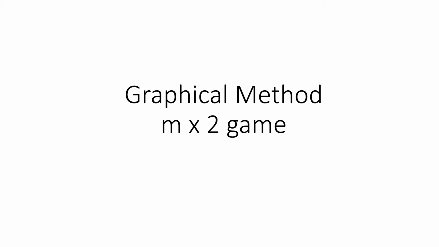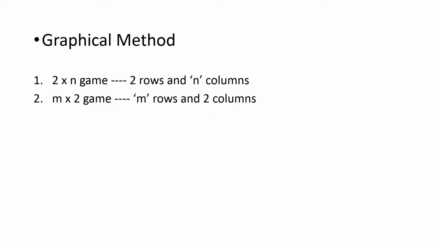Now let's learn the graphical method solution of M cross 2 game. M cross 2, that is M rows and 2 columns. Graphical methods, two types are there: 2 cross n game, that is 2 rows and n columns, and M cross 2 game, M rows and 2 columns.